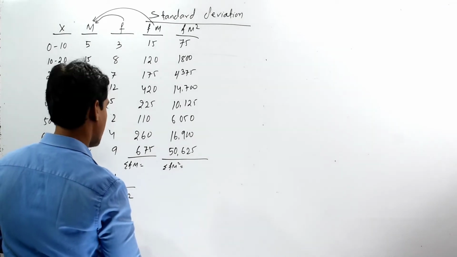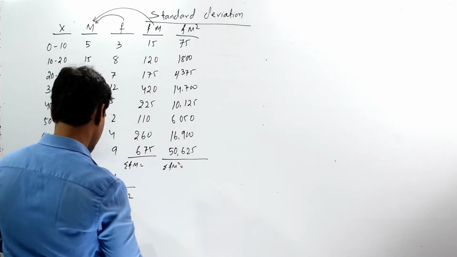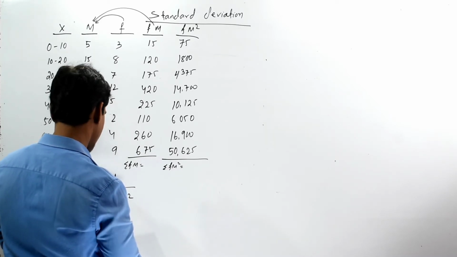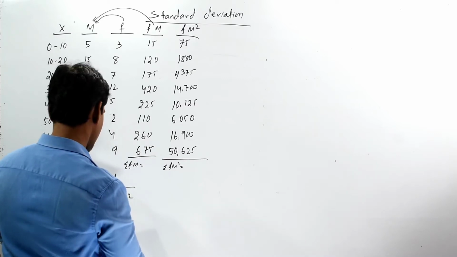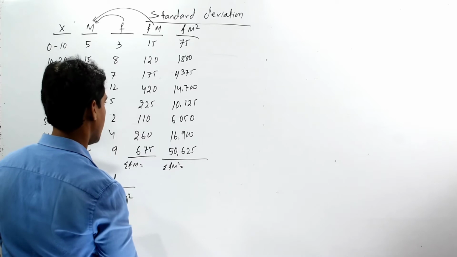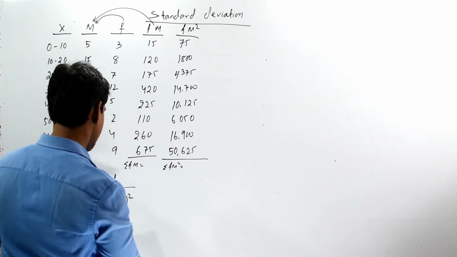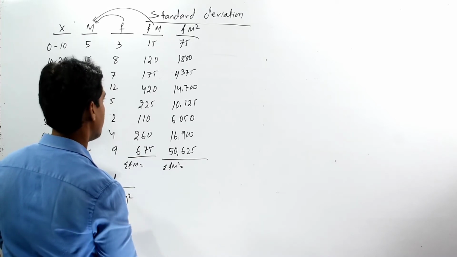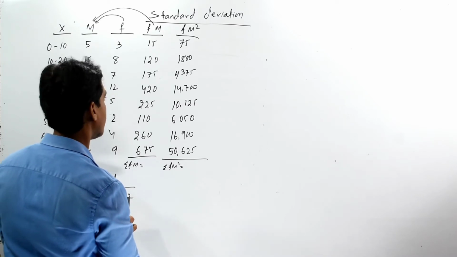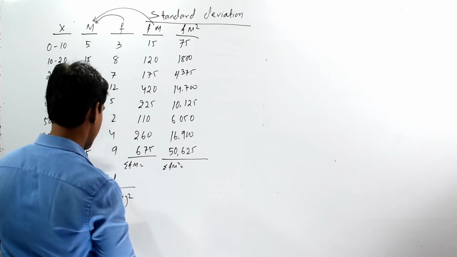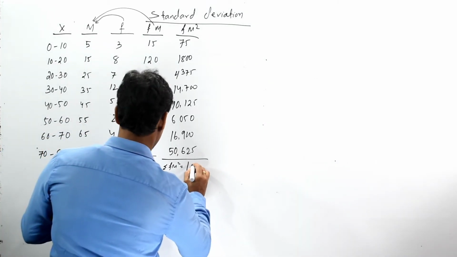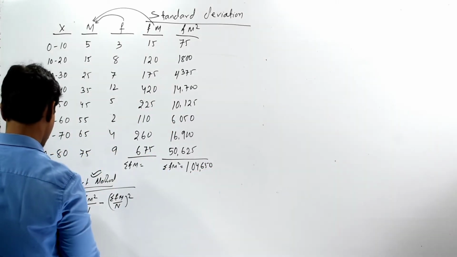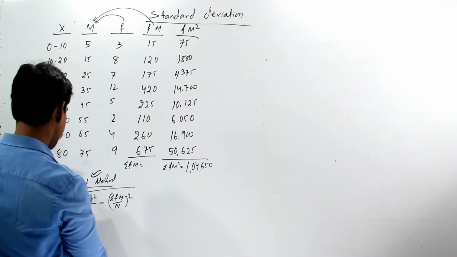So our summation fm square is 50,625 plus 16,900 plus 6,050 plus 10,125 plus 14,700 plus 4,375 plus 1,800 plus 75 equals 1,04,650.